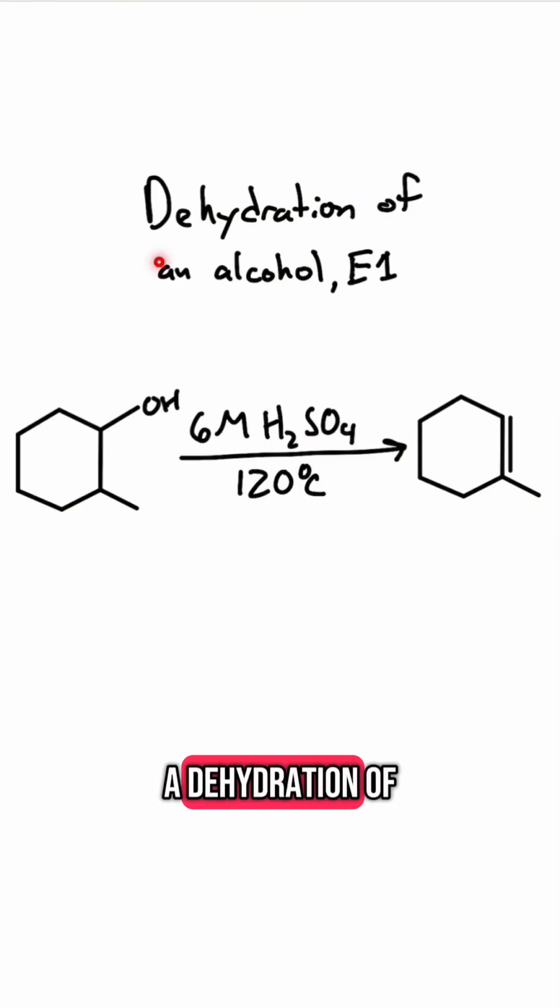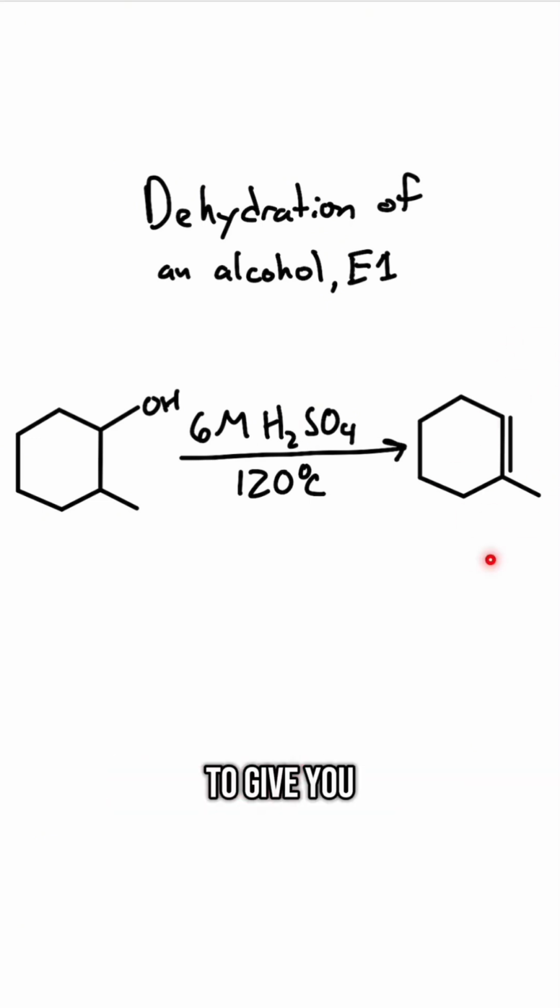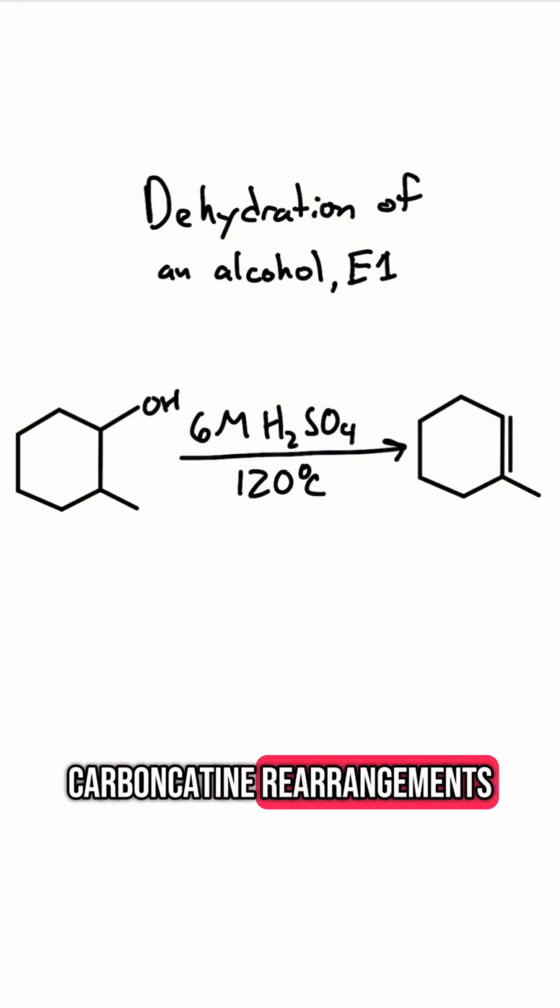Remember, this was a dehydration of an alcohol, and since it was secondary, it follows an E1 mechanism. The best thing to look out for is just off the beginning, if you see an alcohol, see a strong acid like sulfuric acid and heat, you can almost guarantee that it's going to be a dehydration of an alcohol to give you this alkene product. Just remember Zaitsev's rule and to watch out for carbocation rearrangements.